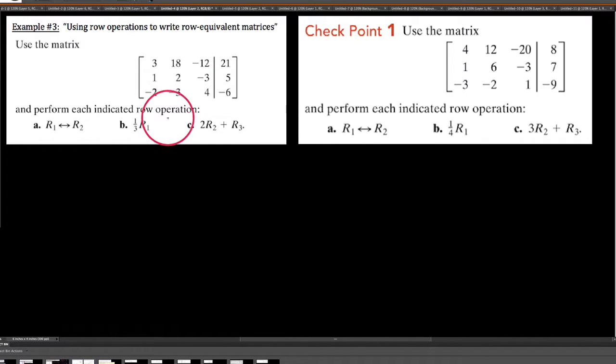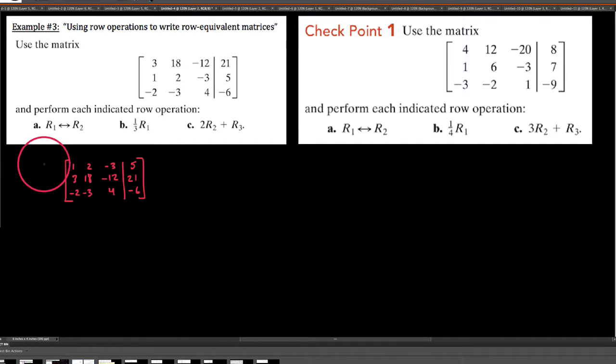Looking at this original matrix, we have rows 1, 2, and 3. It looks like what we want to do is switch row 1 with row 2. The way we would write this is, and I would write smallish, we're just going to take row 1 and row 2 values and switch them out. So row 1 would be what row 2 values actually were: 1, 2, negative 3, and 5. And we would just take 3, 18, negative 12, and 21 and list them in the second row. Our third row we didn't do anything to, so we get negative 2, negative 3, 4, and negative 6.